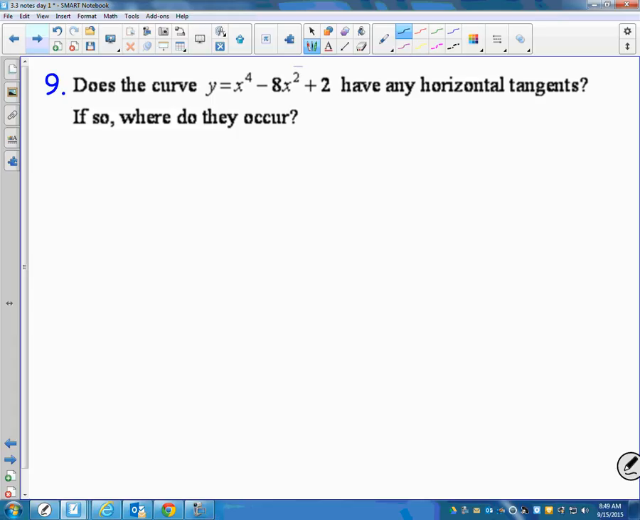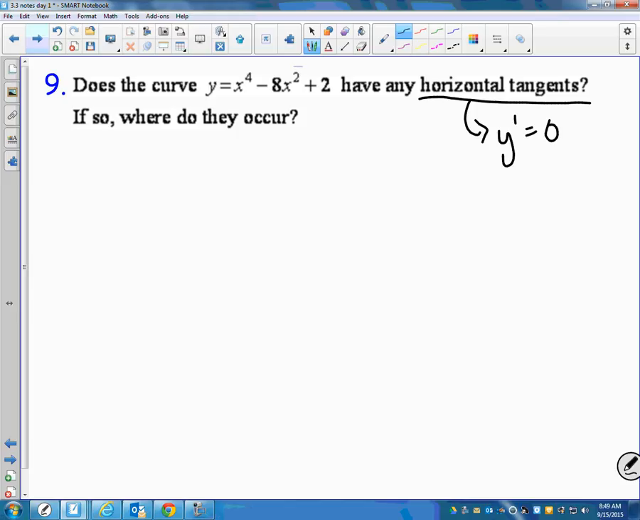So does the curve have any horizontal tangents? What does that mean, horizontal tangents? We know it has a horizontal tangent when there's a max or a min, yes? In terms of derivative, what would the derivative be of a horizontal tangent? Yeah, a horizontal line would have a slope of 0. But instead of slope, we're going to say a derivative of 0. So this is like saying, does this function's derivative ever equal 0?